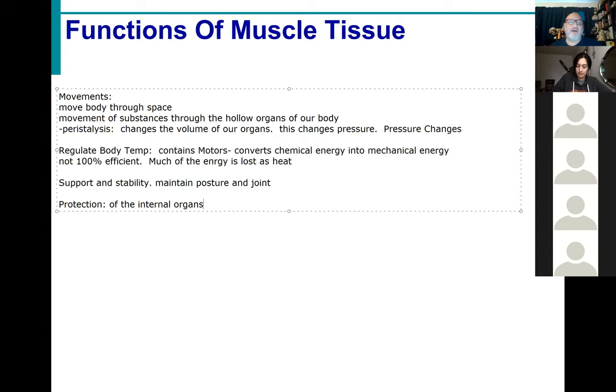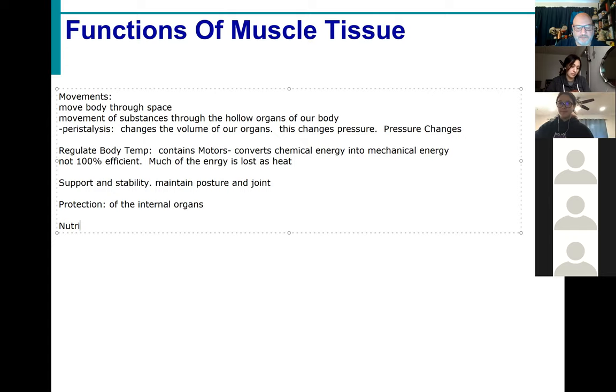Any others? I can actually think of one more good one. On your list, it says nutrient reserve. Yeah, what the heck does that mean? Stores nutrients. It does store nutrients.